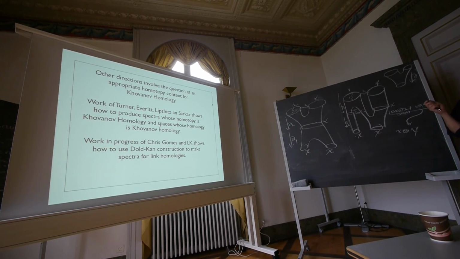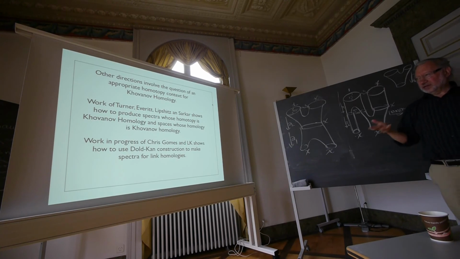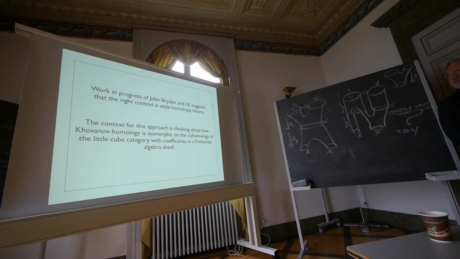Lipshitz and Sarkar show how to produce spectra whose homotopy is Khovanov homology and spaces whose homology is Khovanov homology. In work in progress, my graduate student and I show how to use the well-known, long-standing Dold-Kan construction in simplicial work to do a similar thing. And John Bryden and I have been working on seeing if we could put this in the context of étale homotopy theory. But in any case, the homotopy question is a very interesting one.